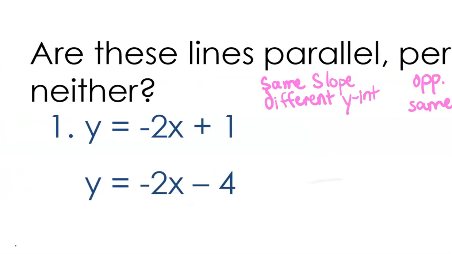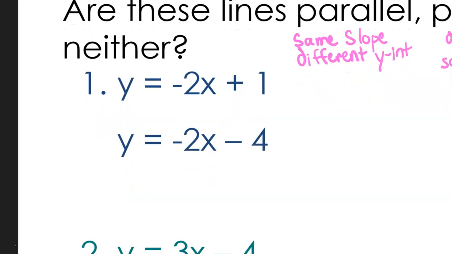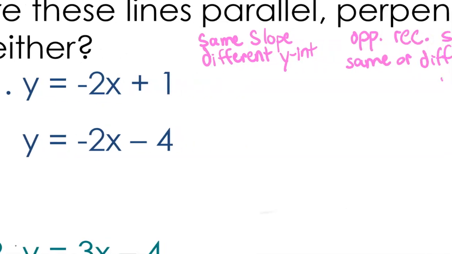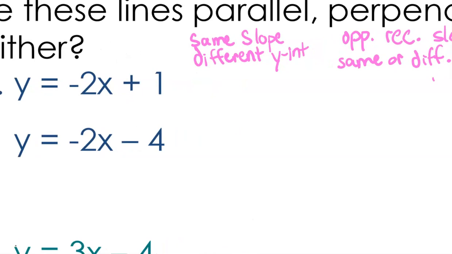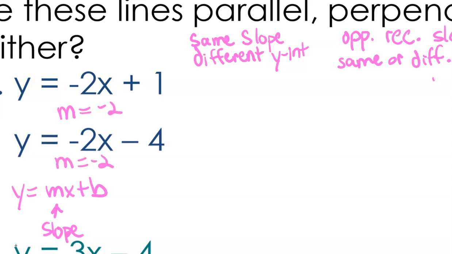So let's look at our first equations here. Number one says y equals negative 2x plus 1, and the second equation is y equals negative 2x minus 4. The first thing we're going to do is identify those slopes. Remember that the slope-intercept form of the equation is y equals mx plus b, where m is the slope. So in the top equation, the slope is negative 2, and in the bottom equation, the slope is also negative 2.